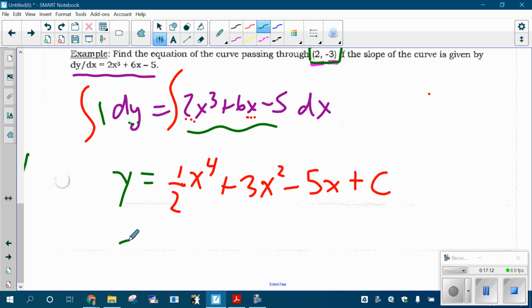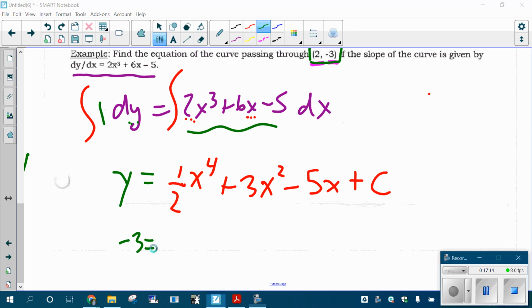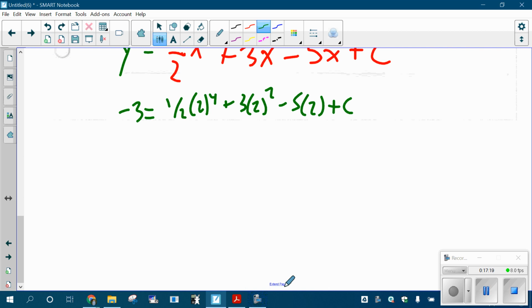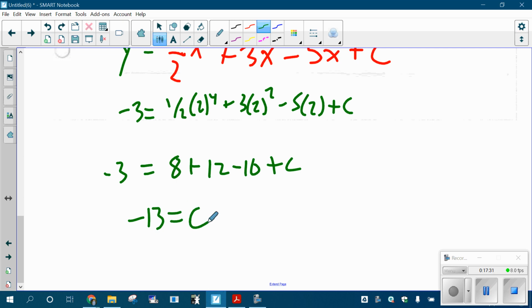So if I plug in negative 3 for y, and I plug in 2 for x, and I solve this equation, 8 plus 12 minus 10 plus c, 20, 10, then I actually figured out the solution to this differential equation.